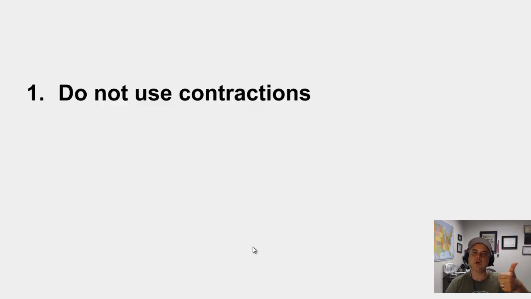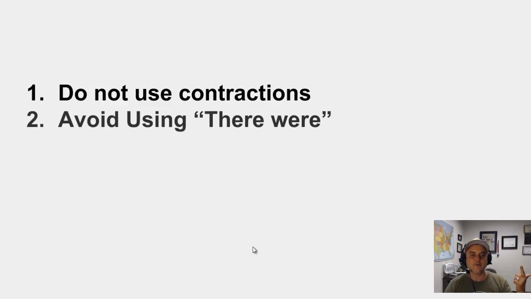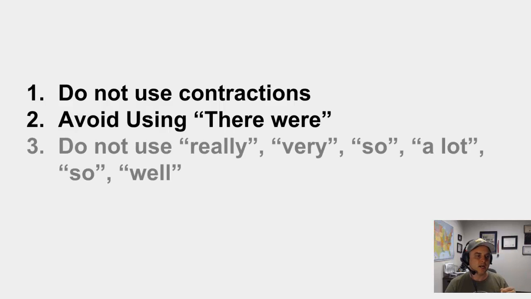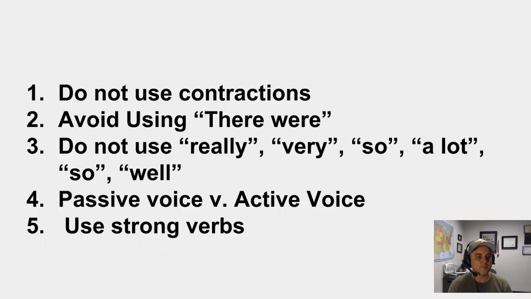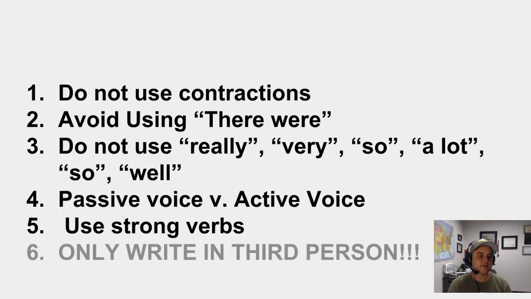Okay, just to summarize real quick, do not use contractions, avoid using there were or just there in general. Do not use really, very, so, a lot, as well, and well. Passive voice versus active voice, you are going to write in the active voice only. Using strong verbs, and finally only write in third person. Okay, please put this into practice, and it will help you to become a more proficient writer.